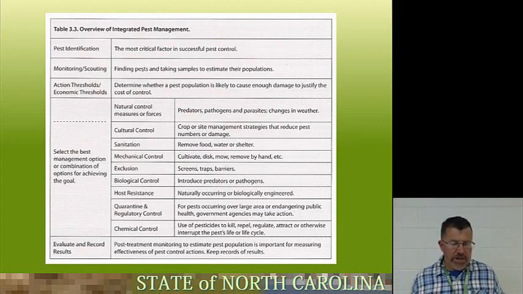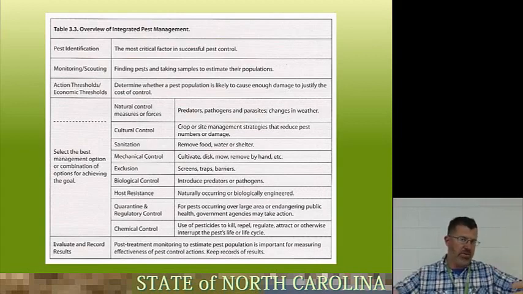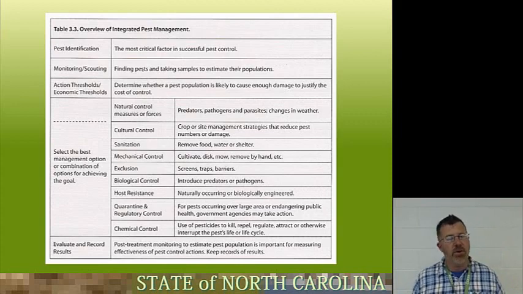Exclusion: screens, traps, and barriers. Something as simple as putting up a screen on your patio will prevent the mosquitoes and flies from coming in on you. Biological control: introduction of predators or pathogens. And then host resistance, naturally occurring or biologically engineered. Think about the soybeans again for Roundup.